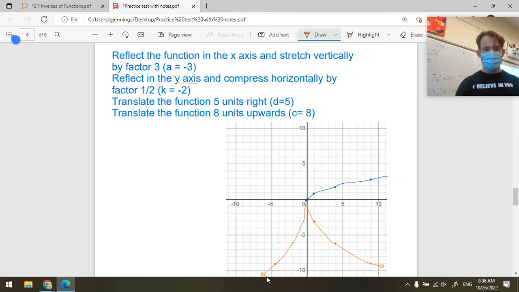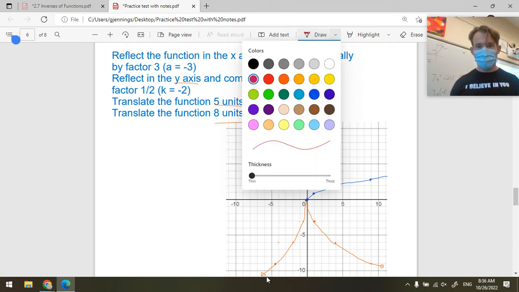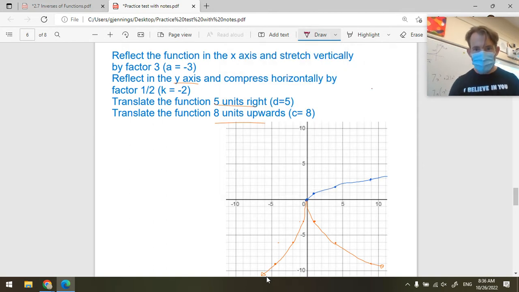And then we just translate it 5 units right and 8 units upwards. So triumphantly in purple, we're going to do a little thicker pen. A really nice thick line here for our new function. Okay, and so it's going to be over 5 and up 8. So it's going to start there. And then we go over 1/2 and down 3.